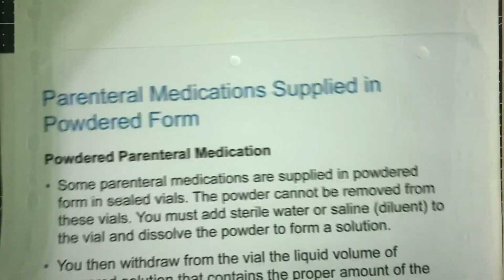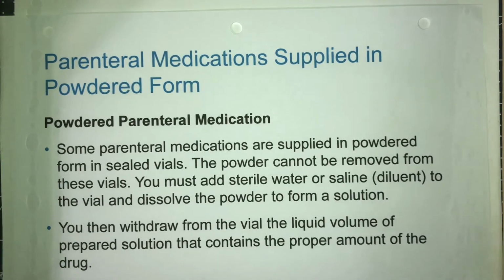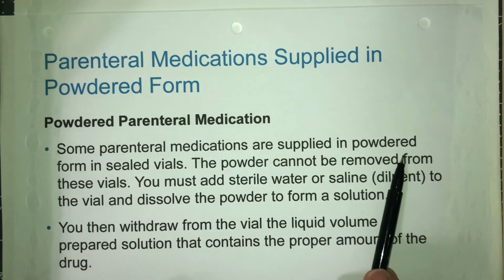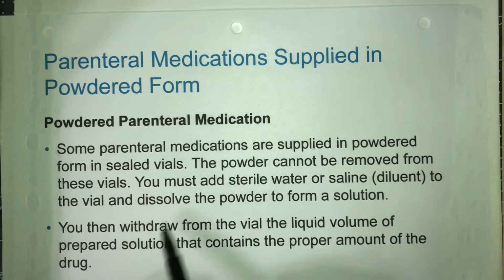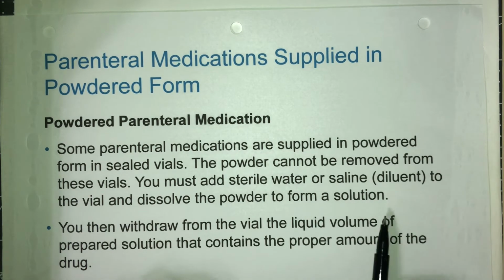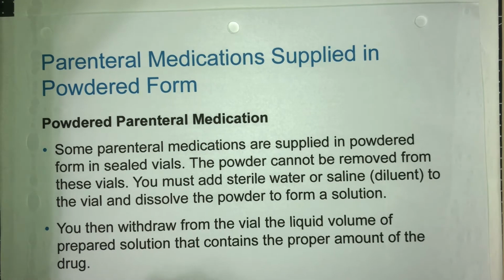Okay, so let's go ahead and start talking about drugs that are in powdered form rather than liquid form, okay? Some parenteral medications are supplied in powdered form in sealed vials. The powder cannot be removed from these vials. You must add sterile water or saline, sometimes something different, and dissolve the powder to form a solution. And then we withdraw from the vial the liquid volume proper for the dose required, okay?